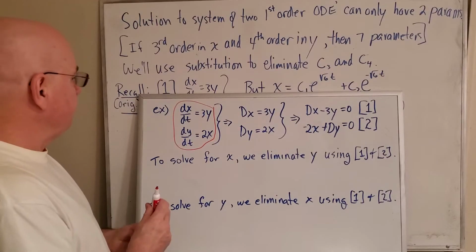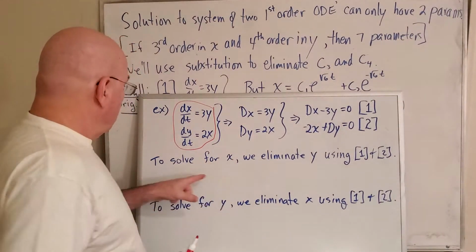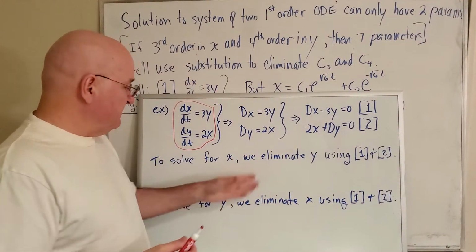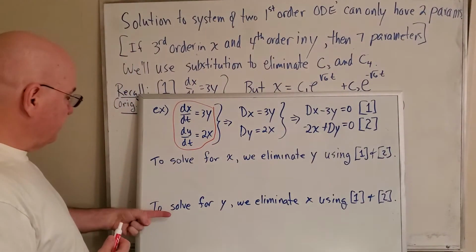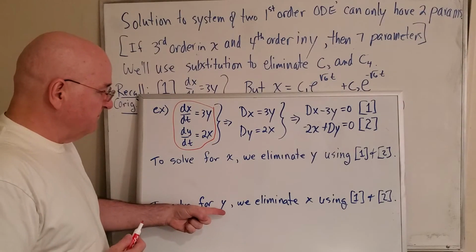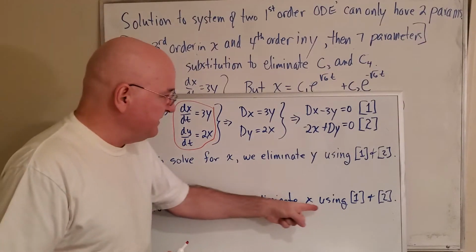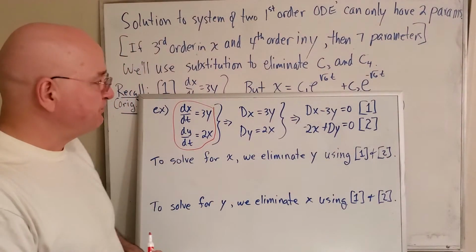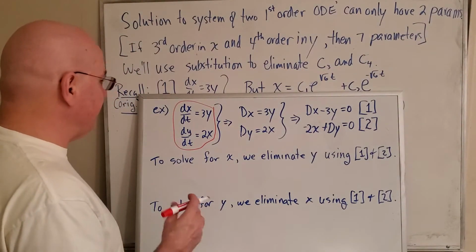First thing we're going to do, and this was arbitrary, we're going to solve for x by eliminating y. Okay, we could have started the other way. Then you'll see what we're doing after that. We're going to solve for y. And to do that, we'll eliminate x using these two equations, 1 and 2. So let's see what we have to do.